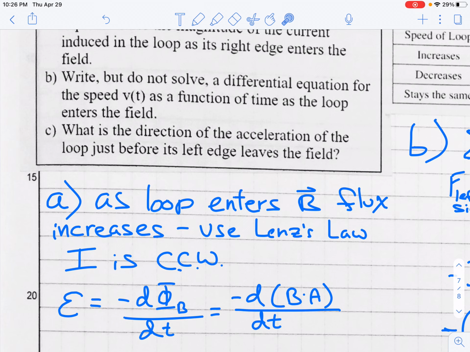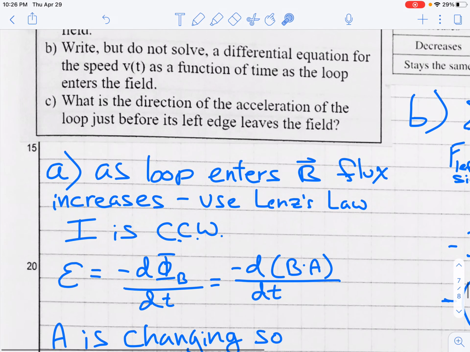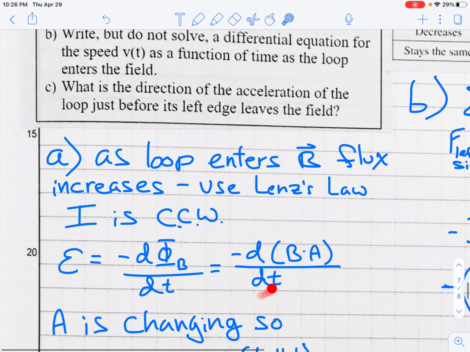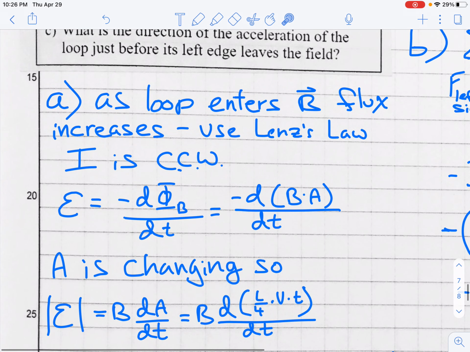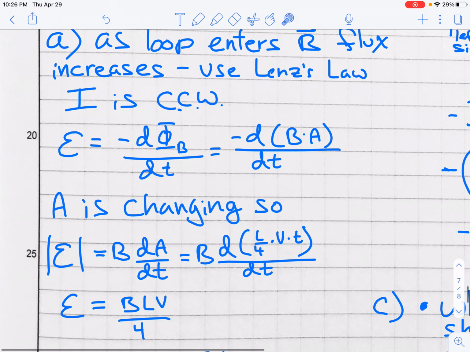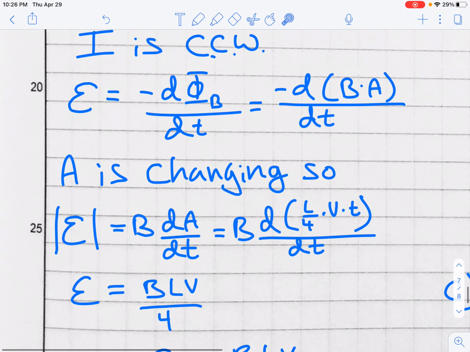The magnetic flux is the magnetic field times the area. I'm going to skip over the integration of that. We've seen examples of that before. And what's changing in time here? Well, we had time as part of our area expression. So this all is t to the first power, and when you take the derivative of that, BLV over 4.